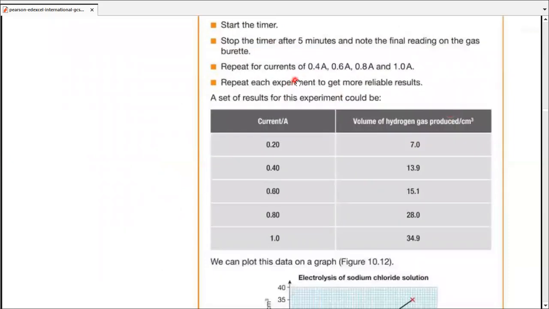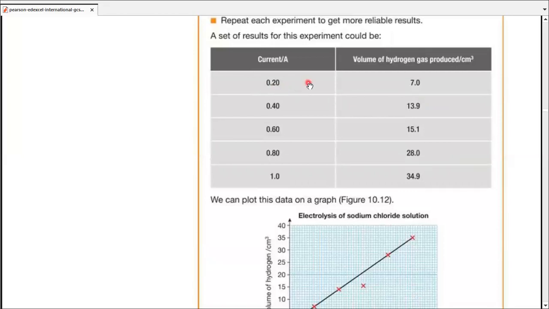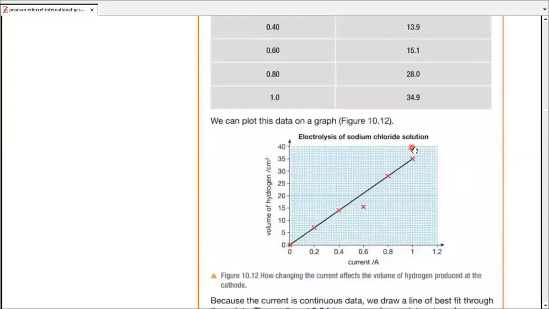Repeat the experiment for the currents of 0.4 ampere, double the initial, 3 times the initial 0.6, 4 times the initial 0.8, and 5 times the initial 1 ampere. So we performed 5 different experiments to get more reliable results. Take a look. We started off with 0.2, had 7 cubic centimeters of gas, 0.4, 13.9, 0.6, 15.1, 0.8, 28, 1, and finally 34.9. These are our readings.